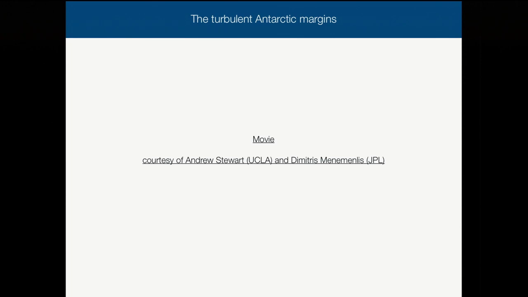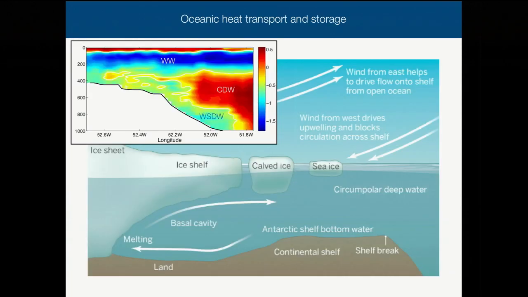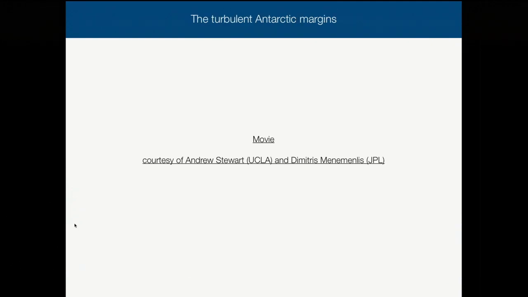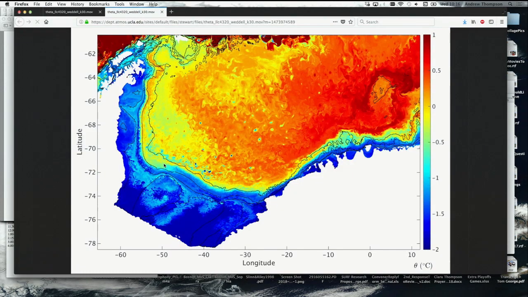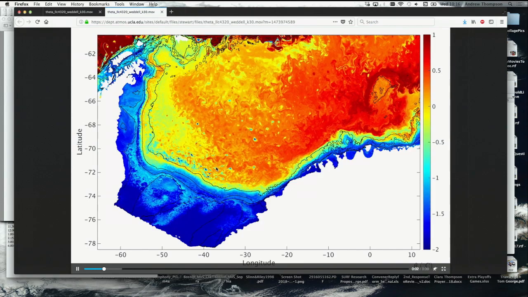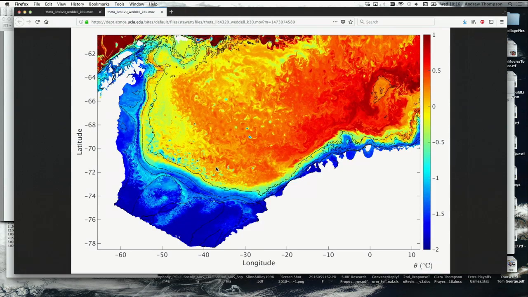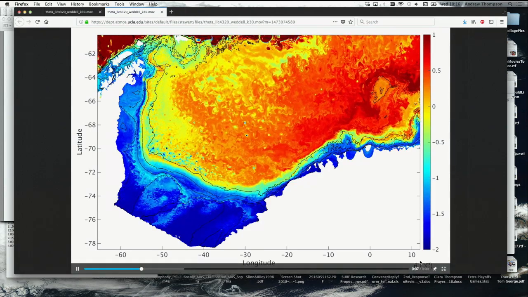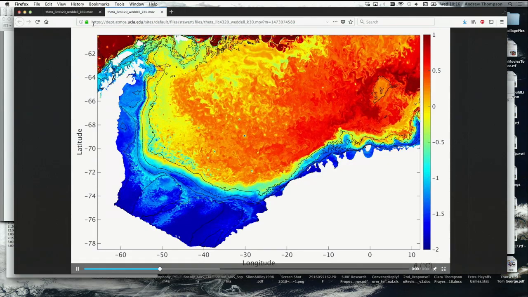Okay, so by way of introduction, I've been showing some of you some very schematic pictures of what the Southern Ocean looks like in terms of the circulation, in terms of the geometry, and again, that's just to sort of orient ourselves. And what I'd like to emphasize now is that the system is very complex, okay? And it's a very, very turbulent system. So I want to show you, hopefully this works, a beautiful simulation that comes from a numerical model that was really thanks to Dimitris Menemenlis, who's sitting in the front here.